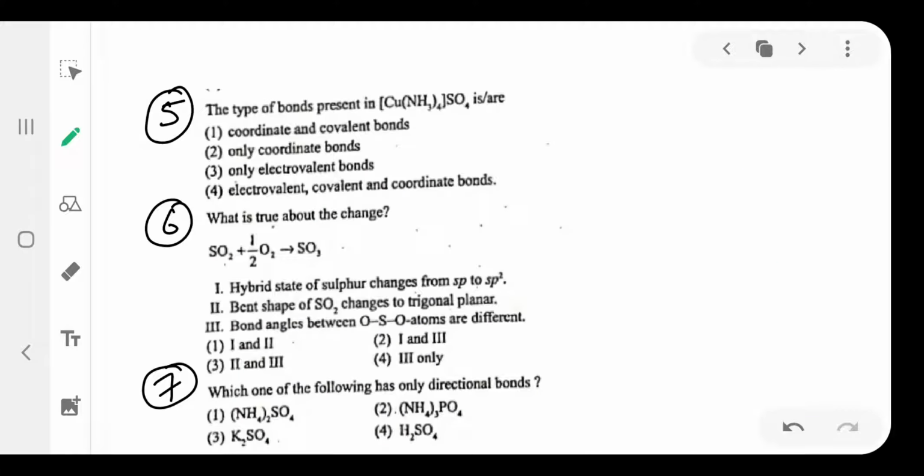The next one is question number 5. The type of bond present in the [Cu(NH3)4]SO4 ion. You see here the structure of Cu. This is the complex structure. Here 4 NH3 form the ligands. These 4 NH3 are ligands.